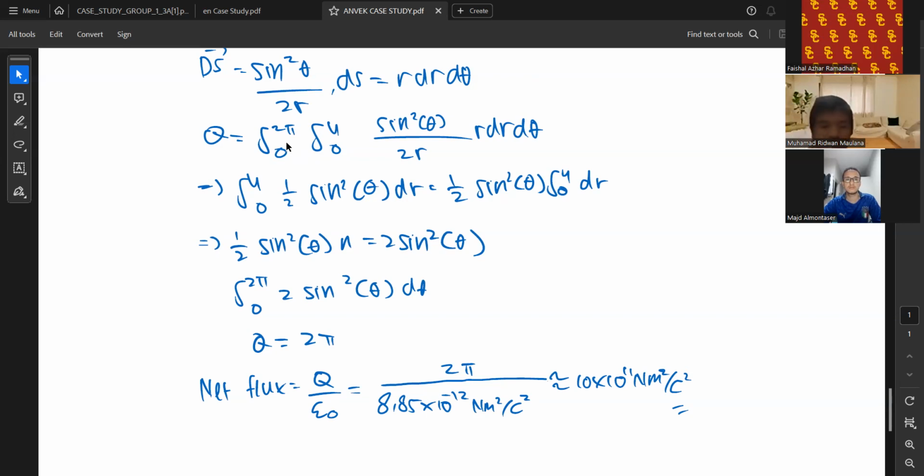Q over epsilon naught equals 2 pi over 8.85 times 10 to the power minus 12 newton meters squared per coulomb. So the answer is approximately 10 to the power 11 newton meters squared per coulomb.